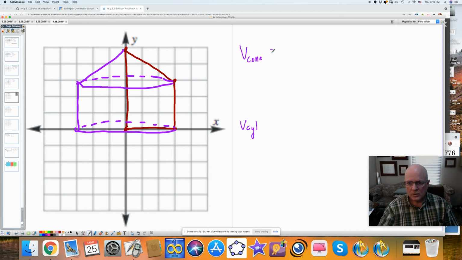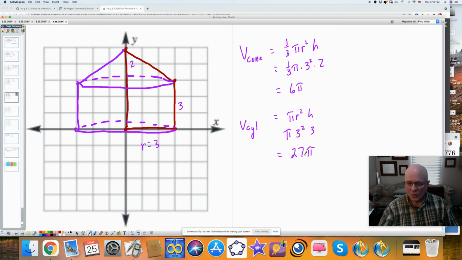So the volume of the cone is 1/3 pi r squared h, and this one is pi r squared h. Here my height is 3, this height is 2. In both cases, the radius is equal to 3. So when I substitute values, I get 1/3 times pi times the radius, which is 3 squared, times 2. Here we get pi times the radius squared, which is 3 squared, times the height, which is 3. So this becomes 1/3 times 3 times 3 times 2 is 6 pi, and this is 27 pi.